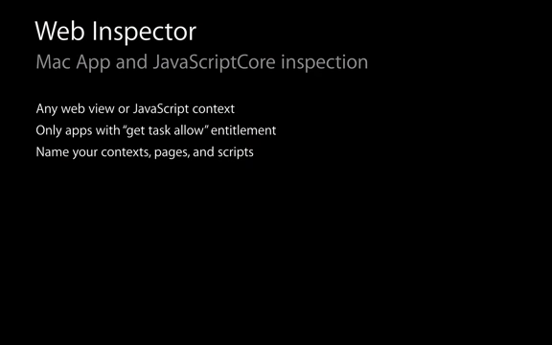So again, any web view, any JavaScript context that you have in your application can be debugged now, as long as you have the right entitlement. And this also applies for iOS. So only builds that you build and run onto your device or into the iOS simulator will be inspectable. Any app from the App Store will not be allowed to be inspected by anyone else. So that's all you need. And again, name your context and name your scripts so you can easily identify them when you're debugging.